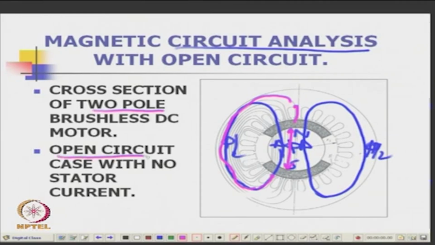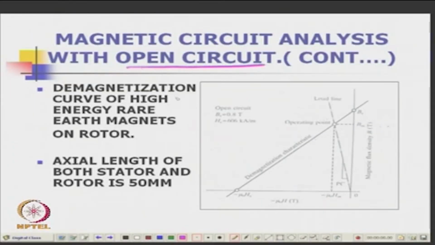See, now if you open circuit, it means there is no stator current. Supposing let us say the stator is not carrying any current. So, it is not opposing any of the flux. Okay. So, with the stator open circuit, supposing this is the demagnetization curve. This is the demagnetization curve which is from here. This is Br, this is minus mu naught Hc, this point. Okay. Now, this will be the load line. So, this will be the operating point. Okay. This is the operating point.